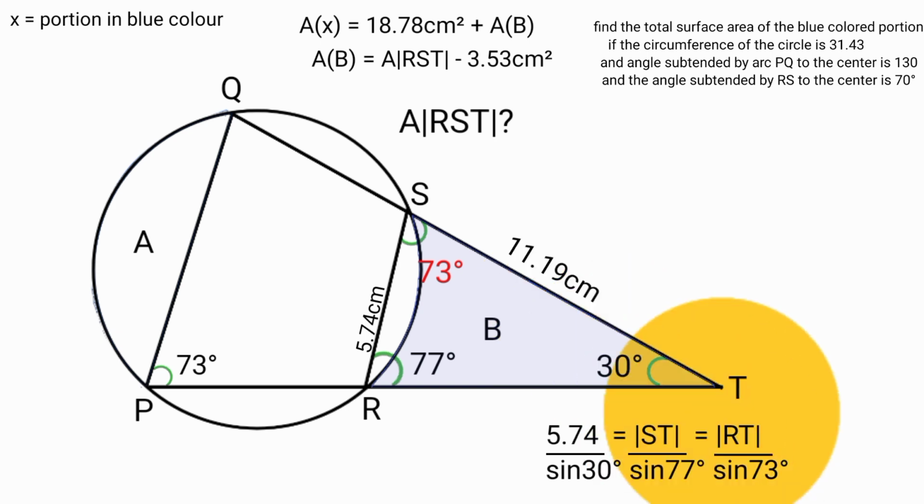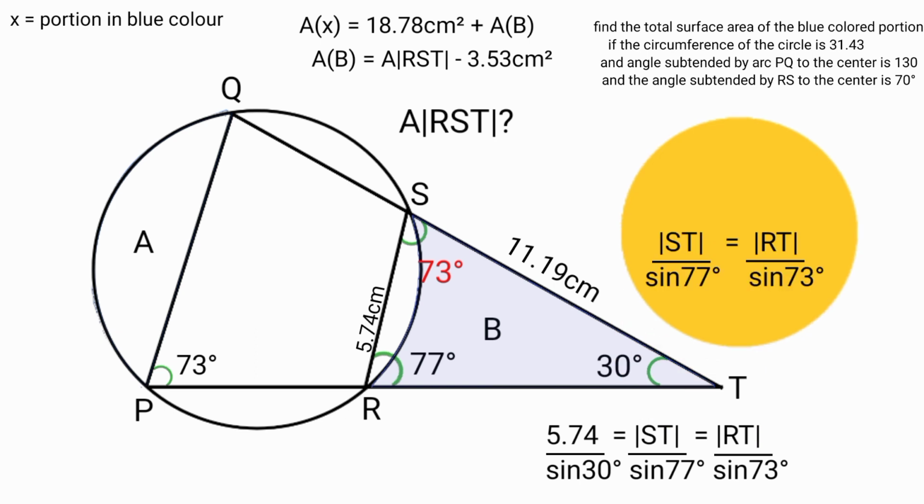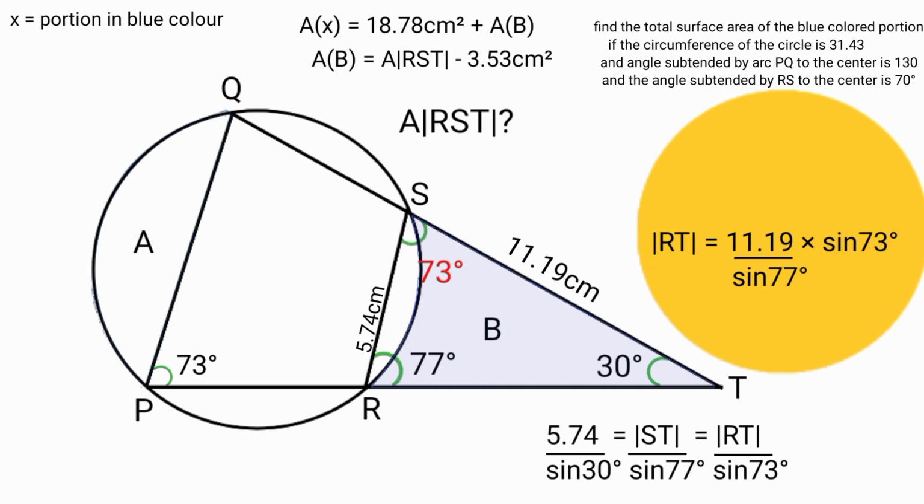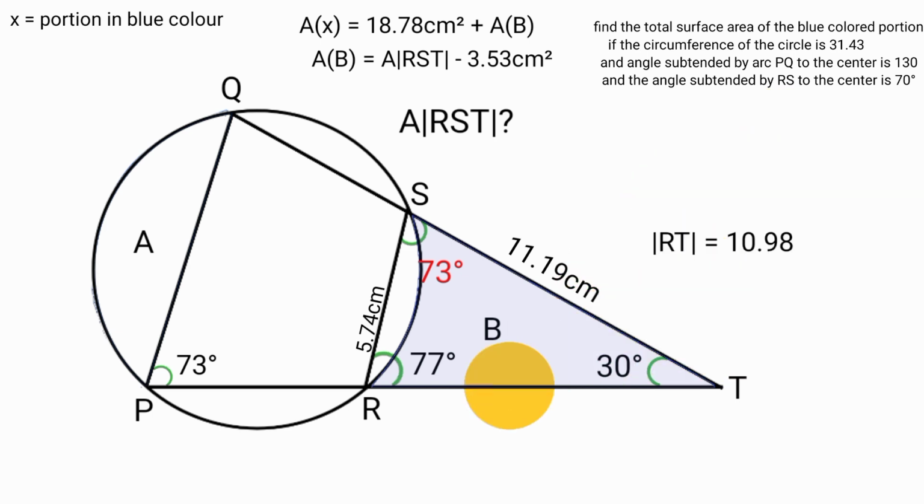Now taking this here, line ST over sine 77 degrees equals line RT over sine 73 degrees. Line ST we found to be 11.19. So 11.19 over sine 77 degrees now equals line RT over sine 73 degrees. Making line RT the subject, line RT equals 11.19 over sine 77 degrees, all multiplied by sine 73 degrees, which if you press your calculator equals 10.98. So line RT now equals 10.98 centimeters. Now we have the length of all the sides.